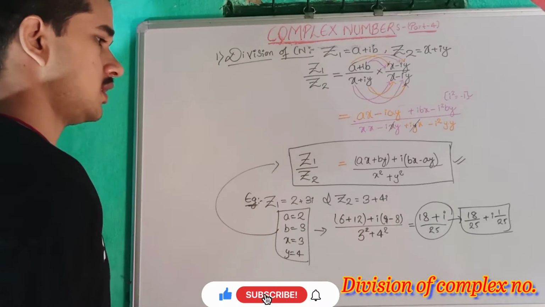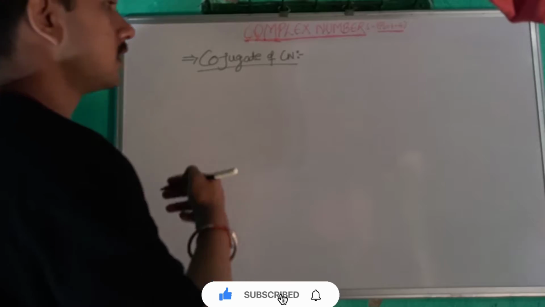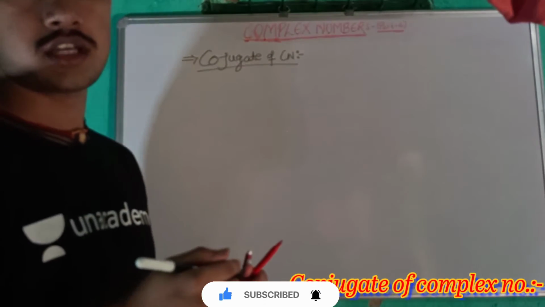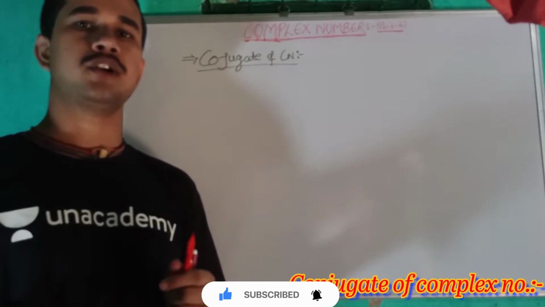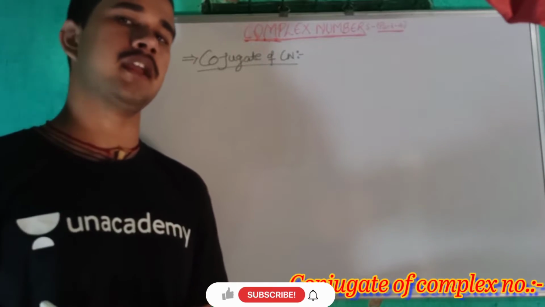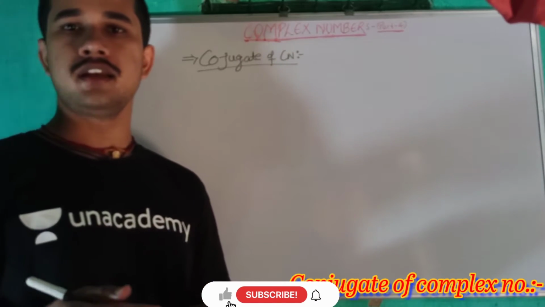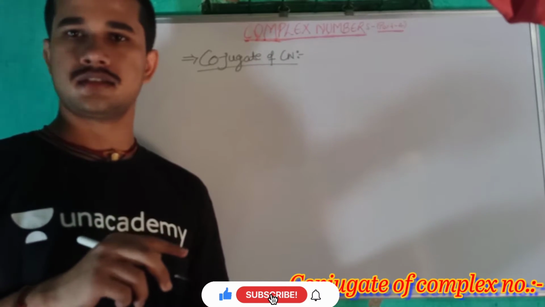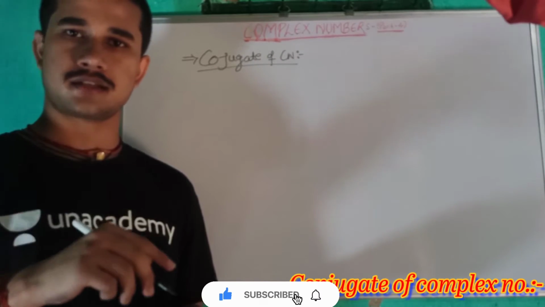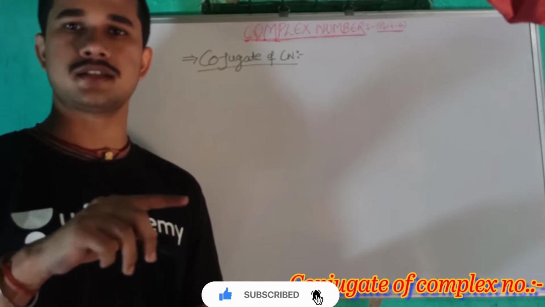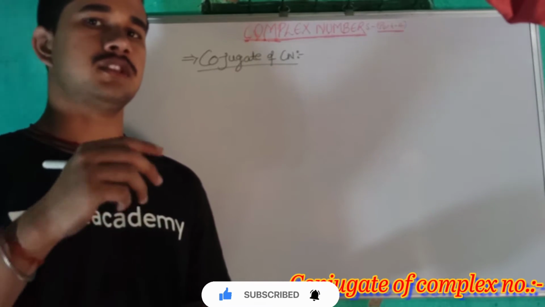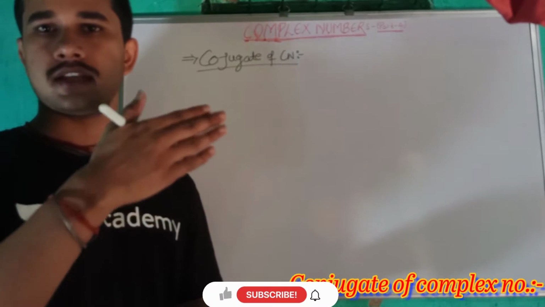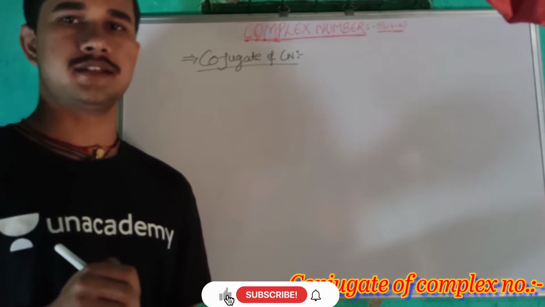This is the procedure for finding out the division of complex numbers using the conjugate. Let me tell you what a conjugate is. Suppose you have a complex number x plus iy. In this, the imaginary part is y and the real part is x. So plus is the symbol of the imaginary part. That plus will be interchanged to minus, and if it is minus there, that will be interchanged to plus.